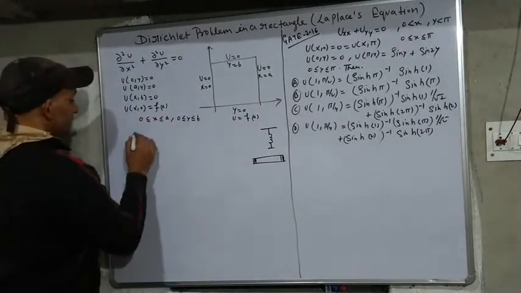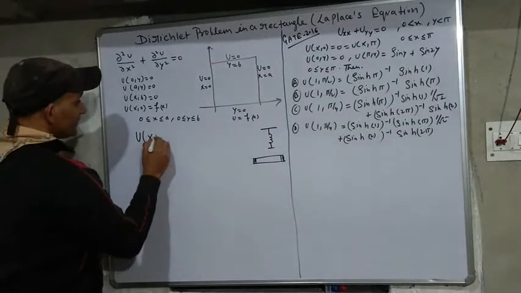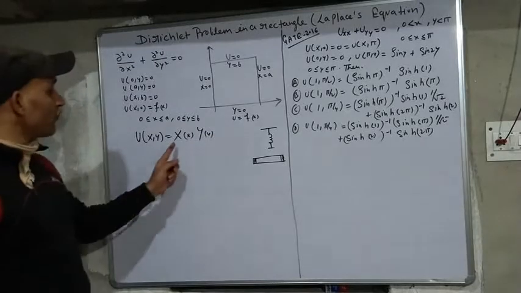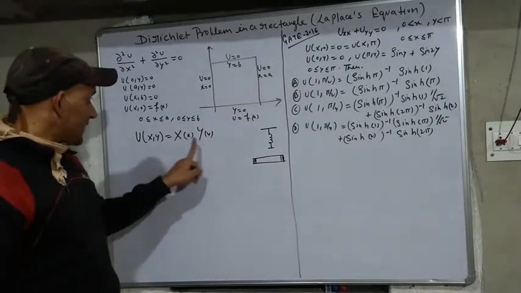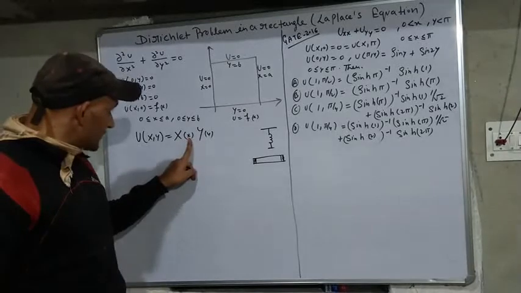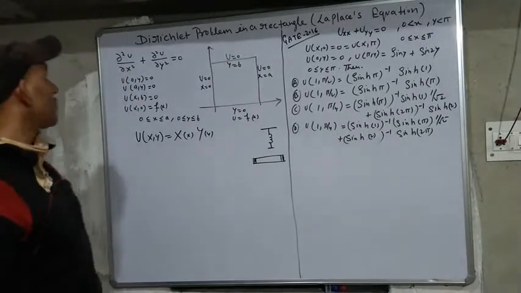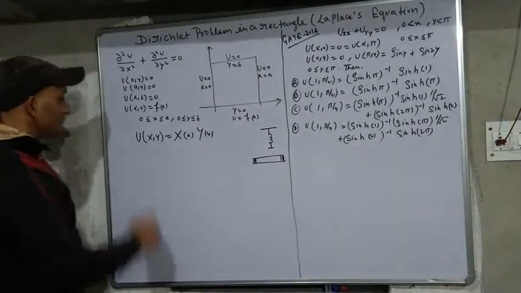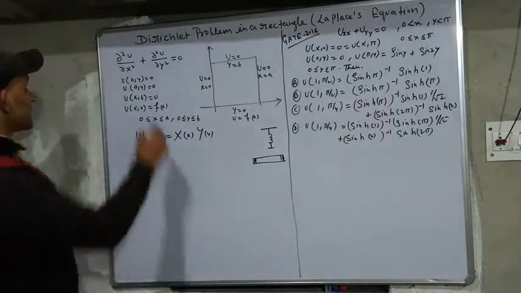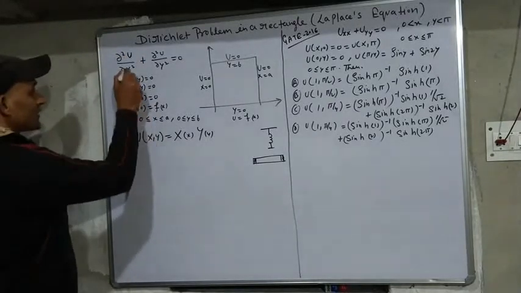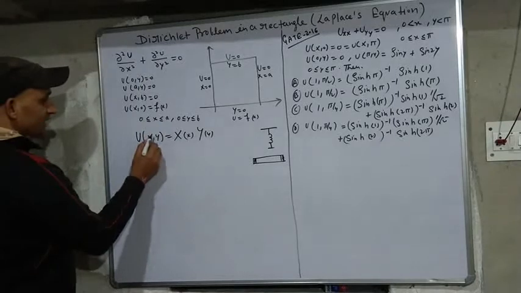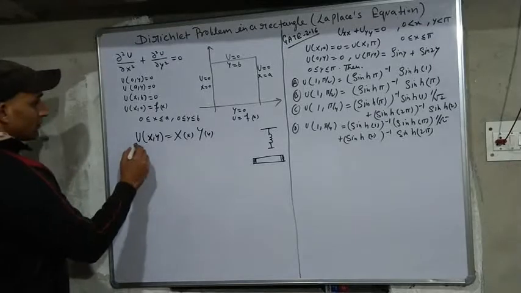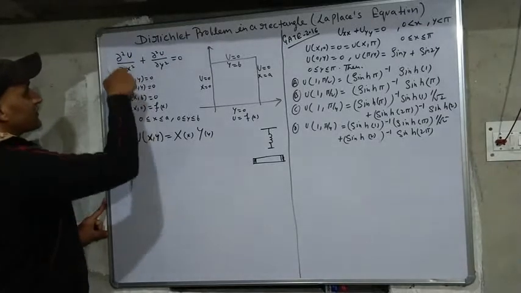I told you this is the solution: u(x, y) is equal to X(x) Y(y). It means you have two functions, one of x and a second of y, where capital X is a function of small x and capital Y is a function of small y. This u is the solution of the differential equation, and it has two variables, x and y. Now we differentiate two times with respect to x.